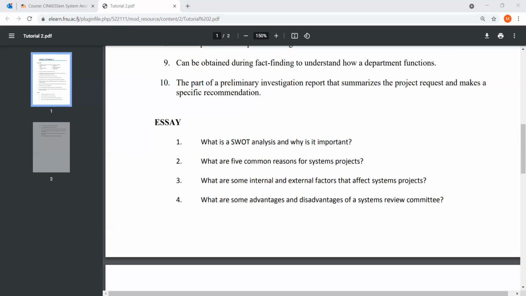Information technology development. And the last internal factor would be existing systems. Last one is existing systems.